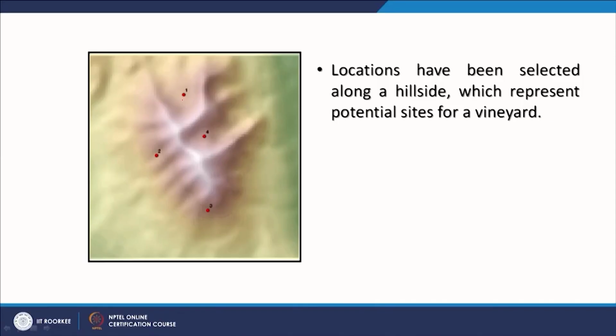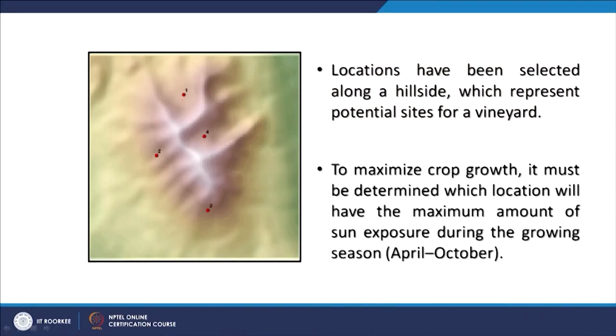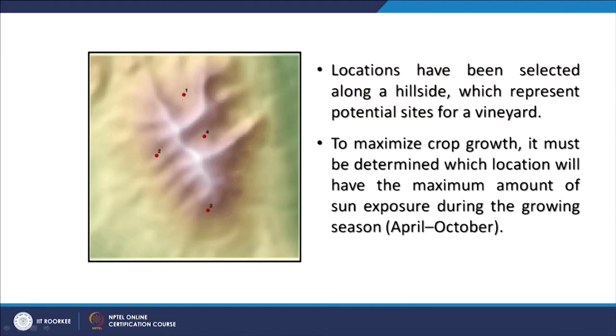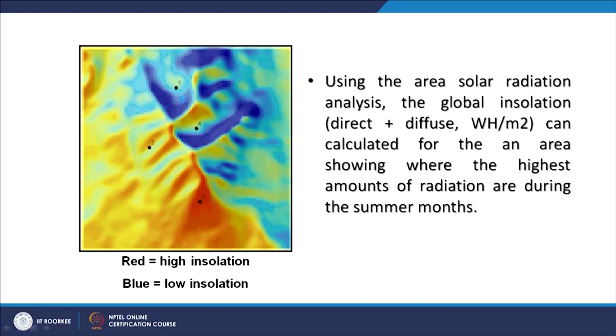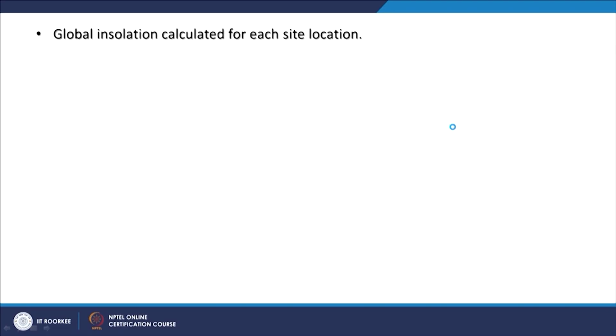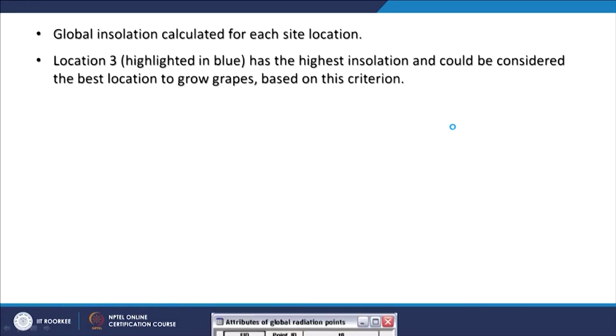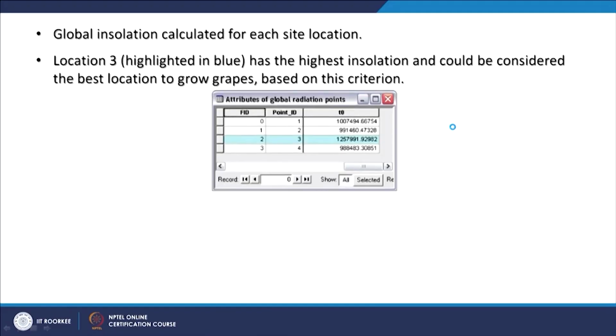Now, if I have to do it on multiple locations, that can also be done. Like here, 4 locations have been chosen, and maximum crop growth must be determined. There are many other such applications, and one can do the direct and diffuse radiation calculation for multiple locations. Of course, the season will also play a very important role. Now, global insolation calculations can be done for each located site. So, like here we get the analysis for all these sites which I have just shown in the previous diagram.